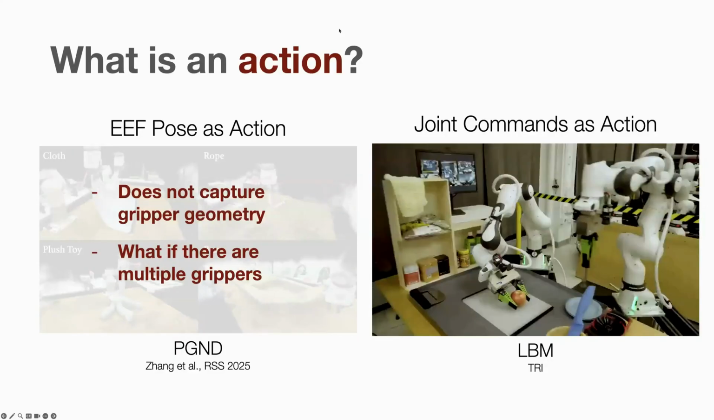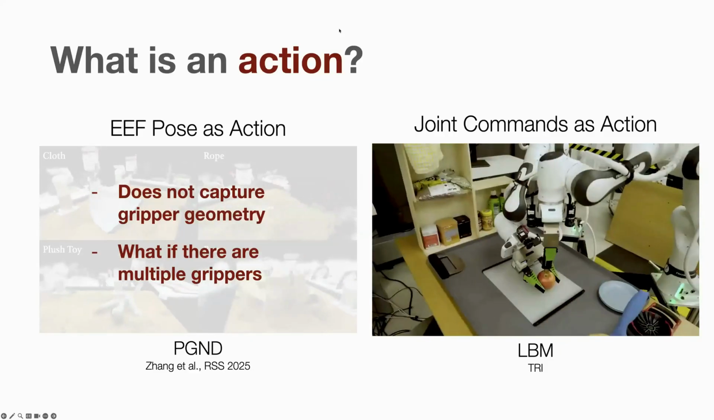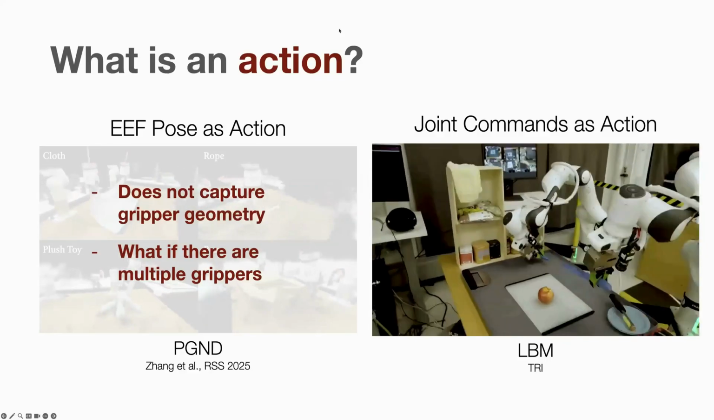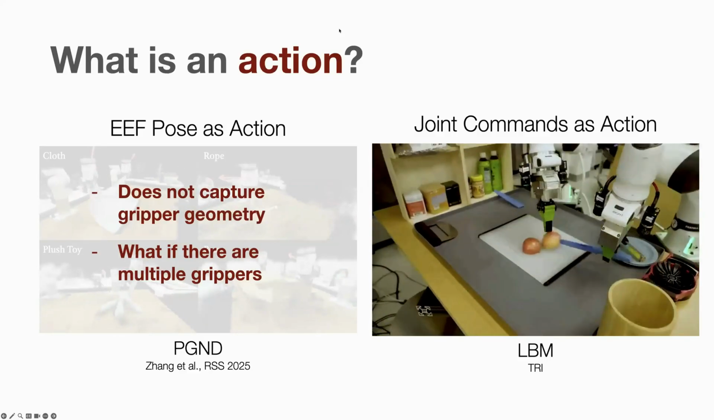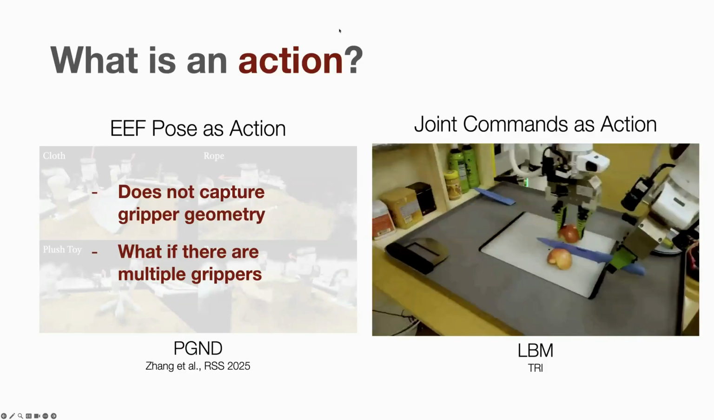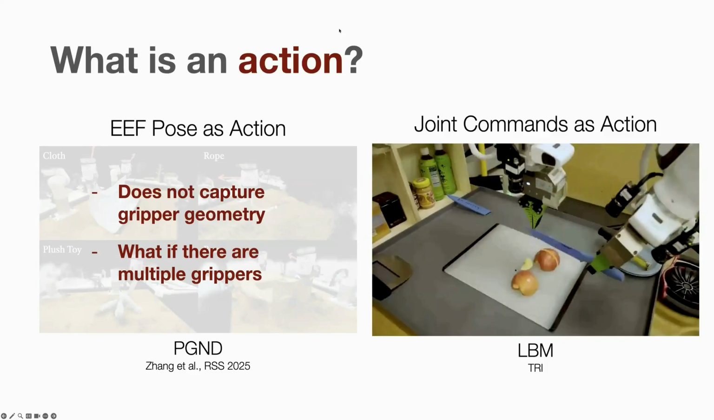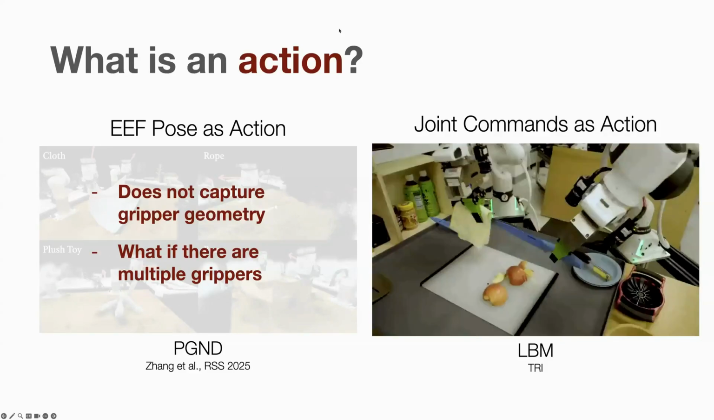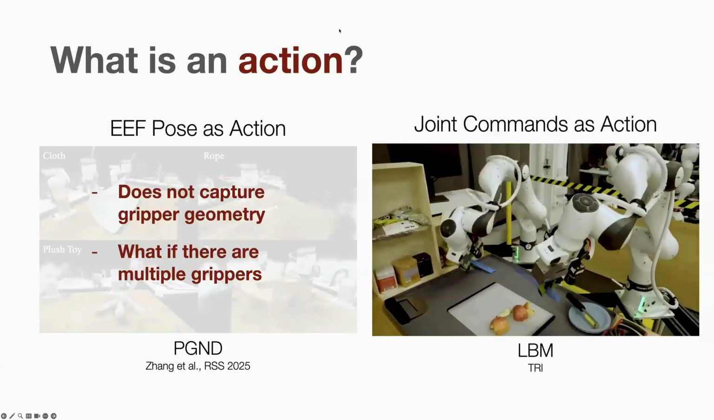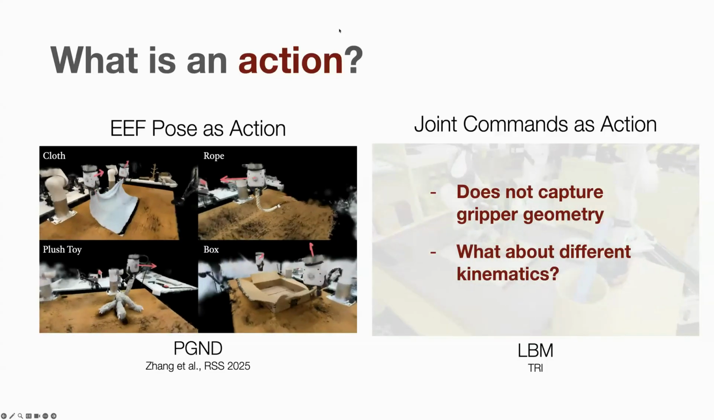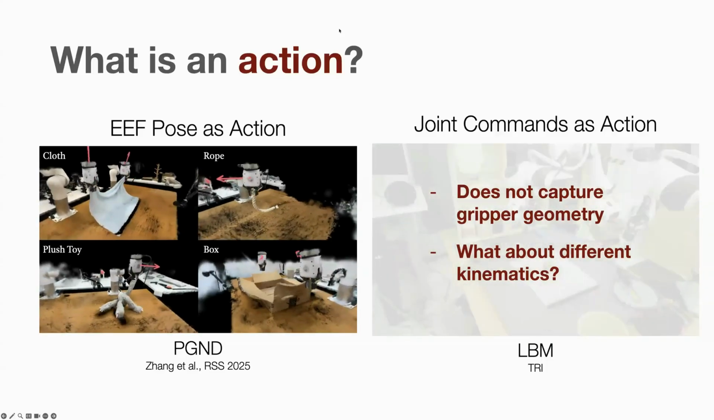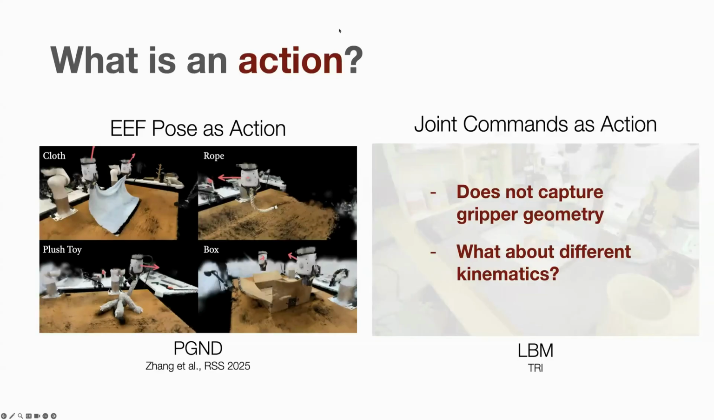So for end-effector pose, naturally it doesn't capture the gripper geometry, whether that's a longer finger or shorter finger, different geometry of finger. It's not really captured in these few numbers, and it doesn't cover the case where there are multiple grippers. Then you have multiple poses, and that's a different action space. Similarly for joint space actions, that's also pretty commonly used. It also doesn't capture gripper geometry, and it also poses the question about what if the robot has different kinematics, different number of degrees of freedom.